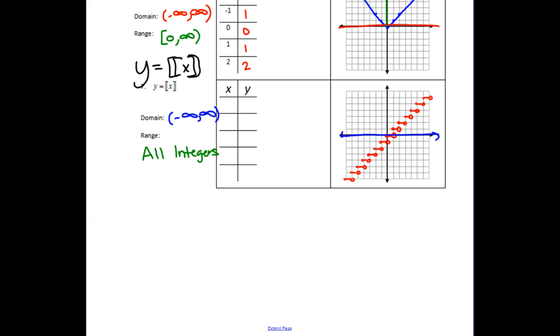So we can actually just write that for our step function. All right, those are all the parent functions I need you guys to memorize how to do. You are going to need to know how to do those ones by yourself, by heart, basically. Next video, we're going to talk about some of the transformations that happen.